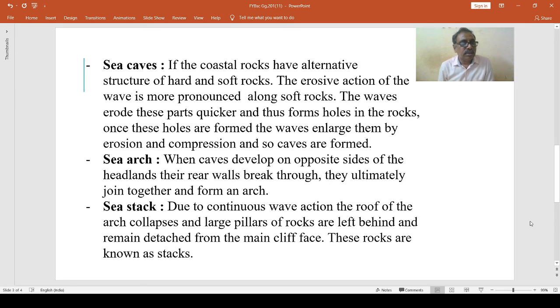Afterwards, they are completely removed by wave erosion. In this way, different landforms are produced by the work of sea waves, and these are the erosional features produced by the action of sea waves.